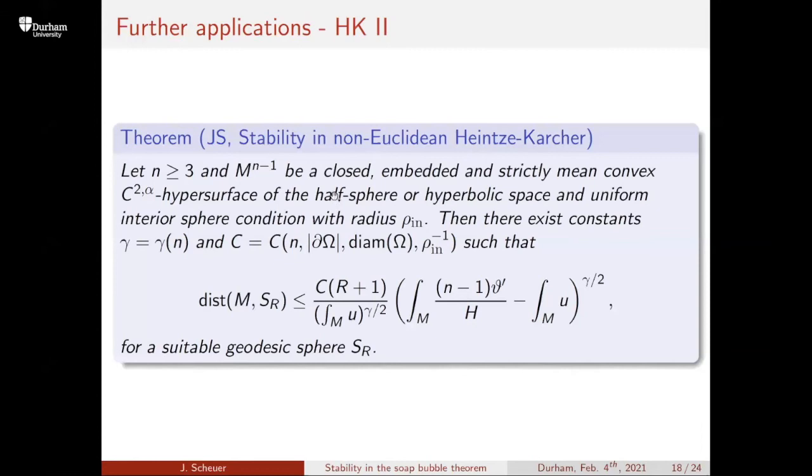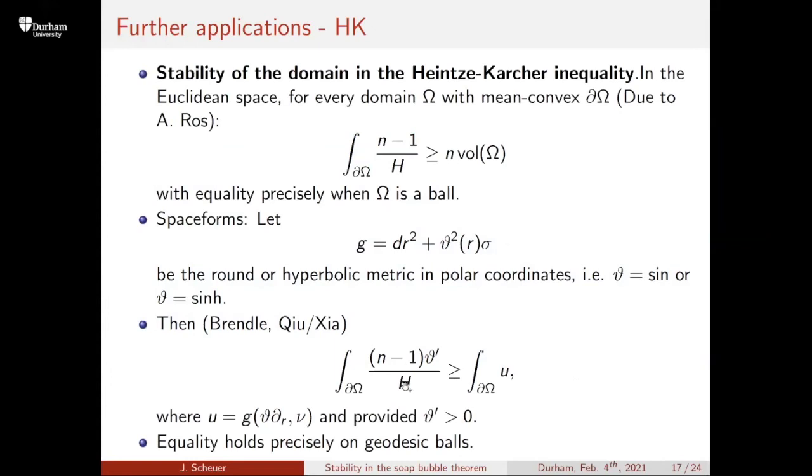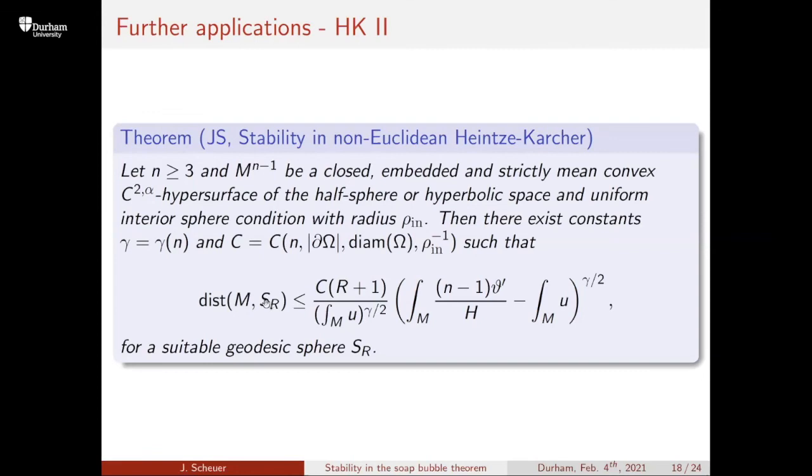Note that this thing here is positive, but if it's small, then the distance must also be small. If the error is small, then the distance of M to a sphere must be small too, right? So this here is a non-negative quantity. And if it happens to be epsilon, for example, then you have this distance estimate in terms of epsilon. This is precisely what it says. And now I would like to discuss the proof of that a little bit. Because how do we get from the integral estimates to this stability result?